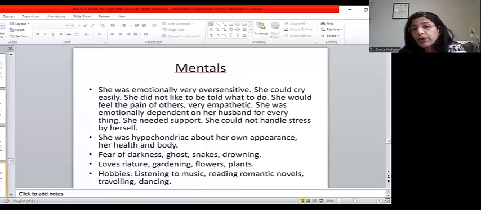She was hypochondriac about her own appearance, her health, and body. So a small little thing on her body, one spot, one this, one that, she would feel, oh, what is this? I got one spot. What is this? Is this something? What am I getting? Why is my hair like this? Why is my skin getting so much dry? She was very much into her own body.